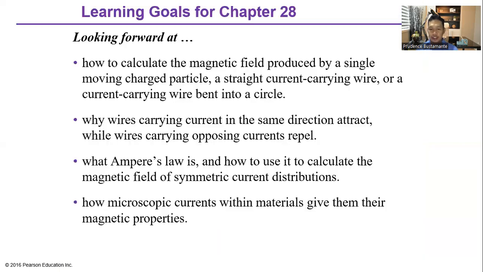Okay, so let's start. We are looking forward to calculating the magnetic field produced by a single moving charged particle.